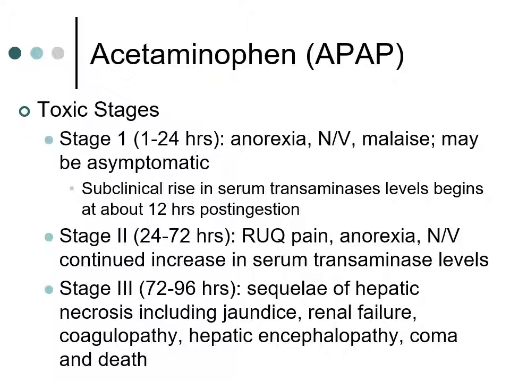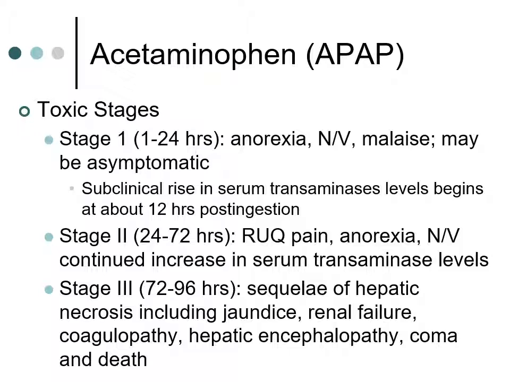During phase 2, you're going to start to see right upper quadrant pain, more nausea and vomiting, and definitely the transaminases heading up. And then stage 3 is where it gets most severe. Usually around the 3-day mark is when we start to have hepatic necrosis and jaundice. Once the NAPQI gets out of the liver, it doesn't specify whether it wants to interact with a hepatocyte or a renal cell, so it can cause renal failure, encephalopathy, coma, and potentially death. We're really trying to avoid that late stage.